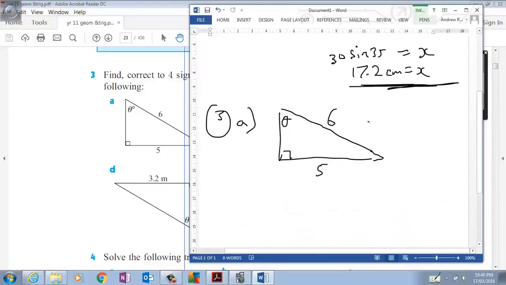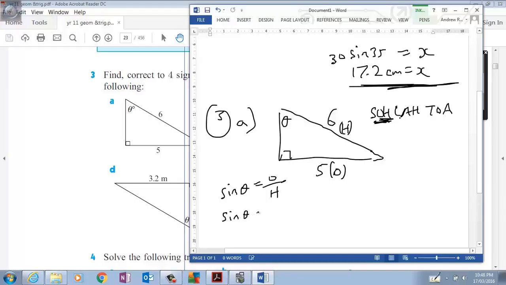So once again we look at our SOH CAH TOA and we have to pick one which works with what we've got. We've got a hypotenuse value and we've got an opposite value. So once again, this one's sine because we don't have the adjacent. So we write sine theta equals opposite over hypotenuse. Now we don't know theta, so we'll just leave it as theta. But the opposite is 5 and the hypotenuse is 6.